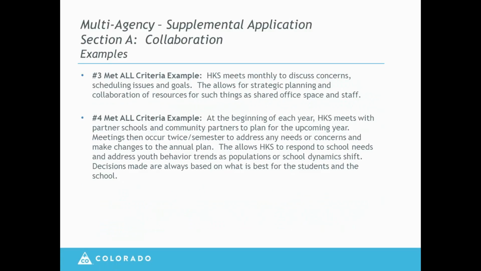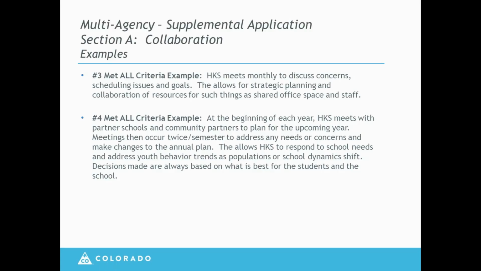Number 3 in section A is describe how your collaborative communicates, including mechanisms and frequency of communications amongst the partner agencies. And again, we want to make sure that they tell us the frequency. So in this example, they talk about monthly groups, and that they talk about strategic planning and collaboration. This might be nice if they had a little more information in this one, but it would still meet all the criteria, as it's only worth 1 point for number 3.